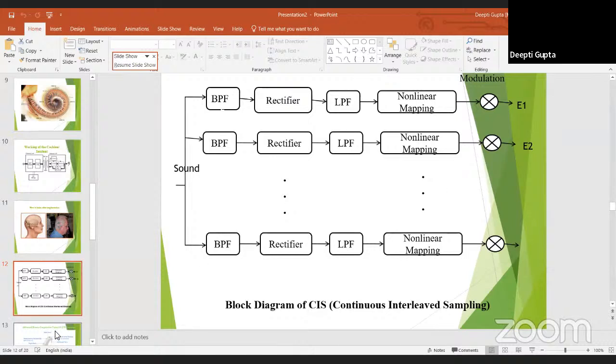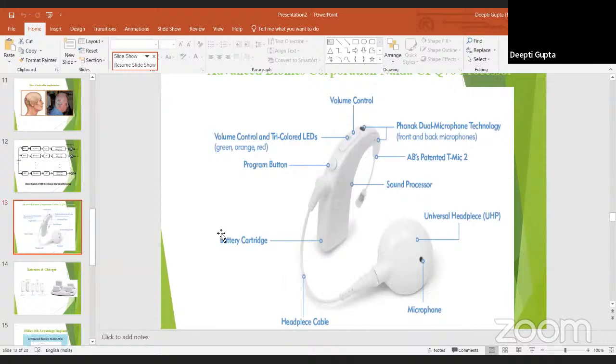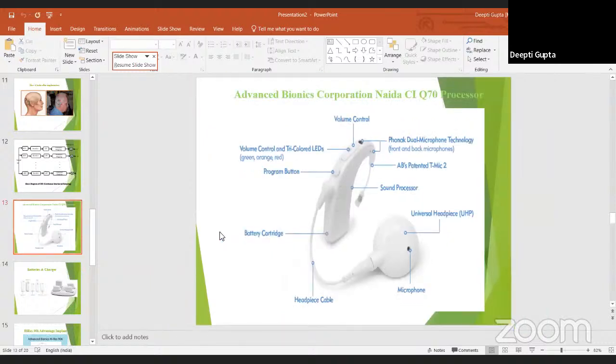Now I'm coming to how it looks and what its functionality is. I'm just giving one example. This is the processor. This is the real processor, how it looks. I'm just giving you one company example, nothing else. Any company I could take. I have taken the Advanced Bionics company, and many processors are available in the market according to the different needs of users. I'm taking the Naida CI Q70 processor. What functionality does it have? The same thing I have told you.